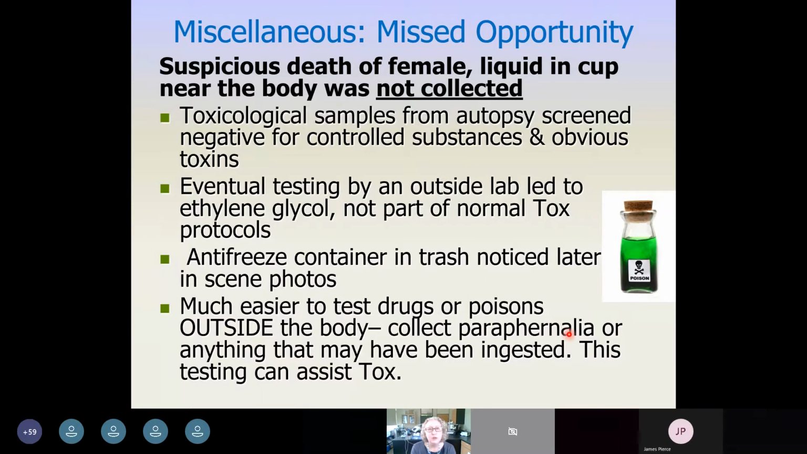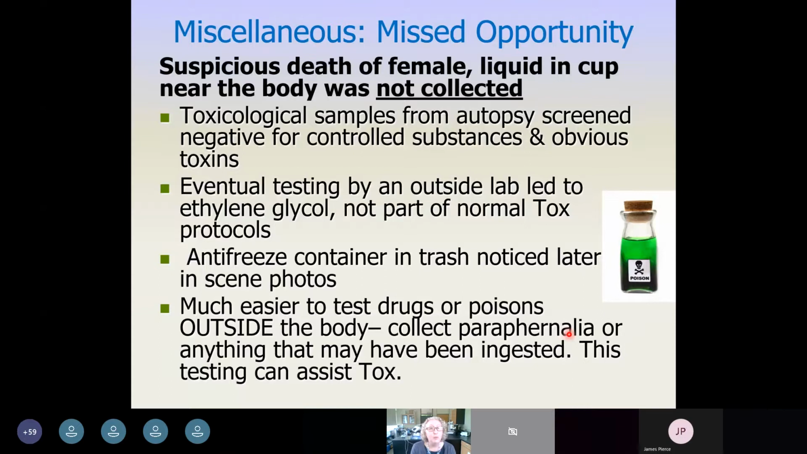Because they had hit a dead end at that point, they sent samples to an outside lab like the one I was just mentioning. And the outside lab detected ethylene glycol, which is the main component in most antifreezes. Now, ethylene glycol is not part of the normal tox protocols. They would normally not find it, just like sometimes trace doesn't find things because our protocols don't search for them. Once we knew that, the scene photos were given a second look, and it was noticed that in the woman's bathroom there was an antifreeze container in the trash. We couldn't tell if it was empty from the photos. That does seem weird, because how many people have antifreeze in their bathroom? It just didn't really make sense.